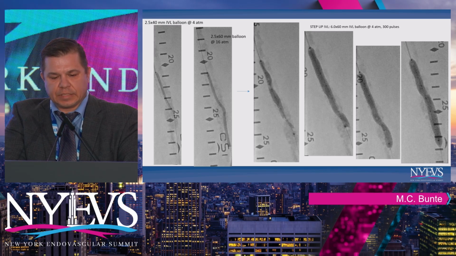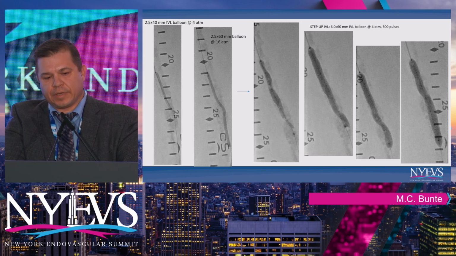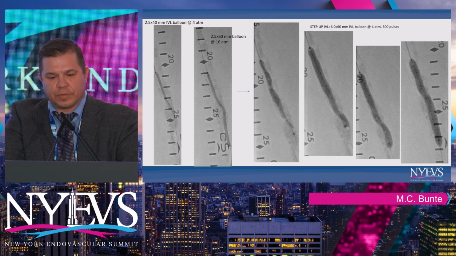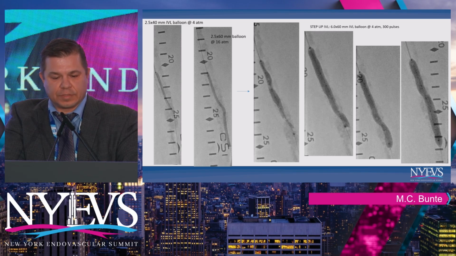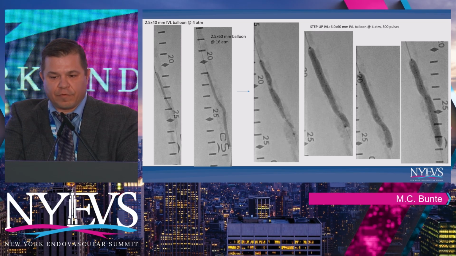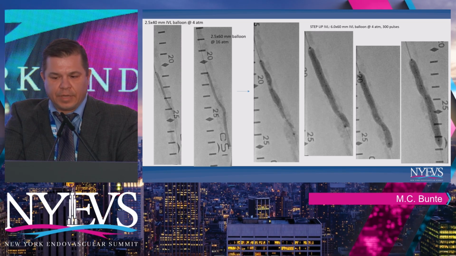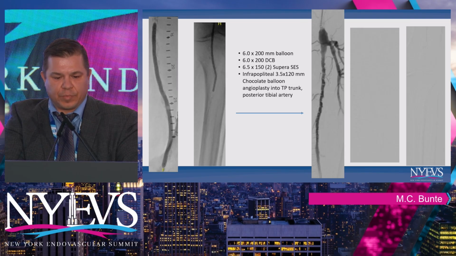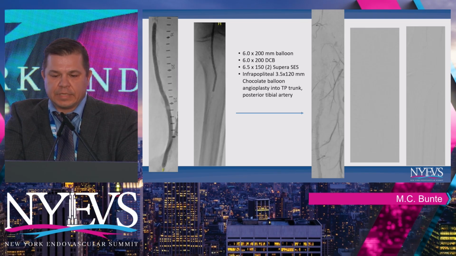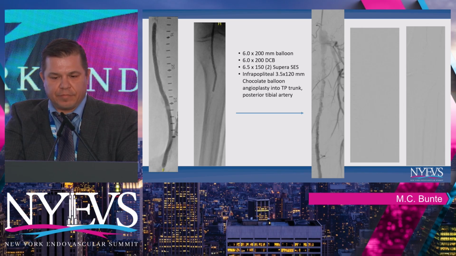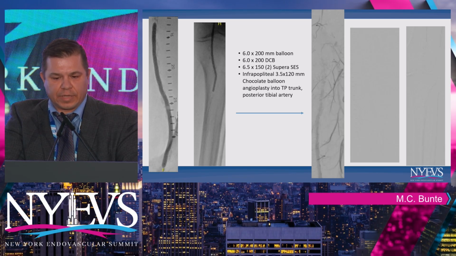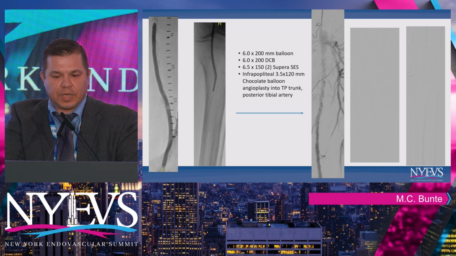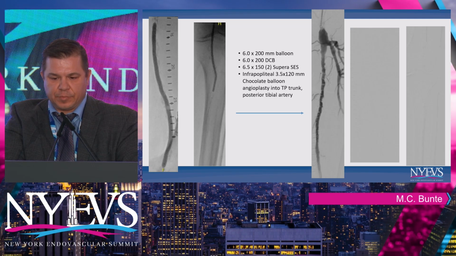So back to the case, crossed with that 1.2 balloon, which allowed a channel for an S4 2.5 millimeter balloon, which I was able to use basically the entirety of the pulses on that one lesion, and then get an M5 6x60 in there and continue to dilate the lesion, which then allowed me to fully dilate the vessel and pass IVUS. We used a 6x200 balloon to pre-dilate, then a DCB, then overlapping 6.5 Superas up top, and then chocolate balloon angioplasty in the tibial-peroneal trunk.